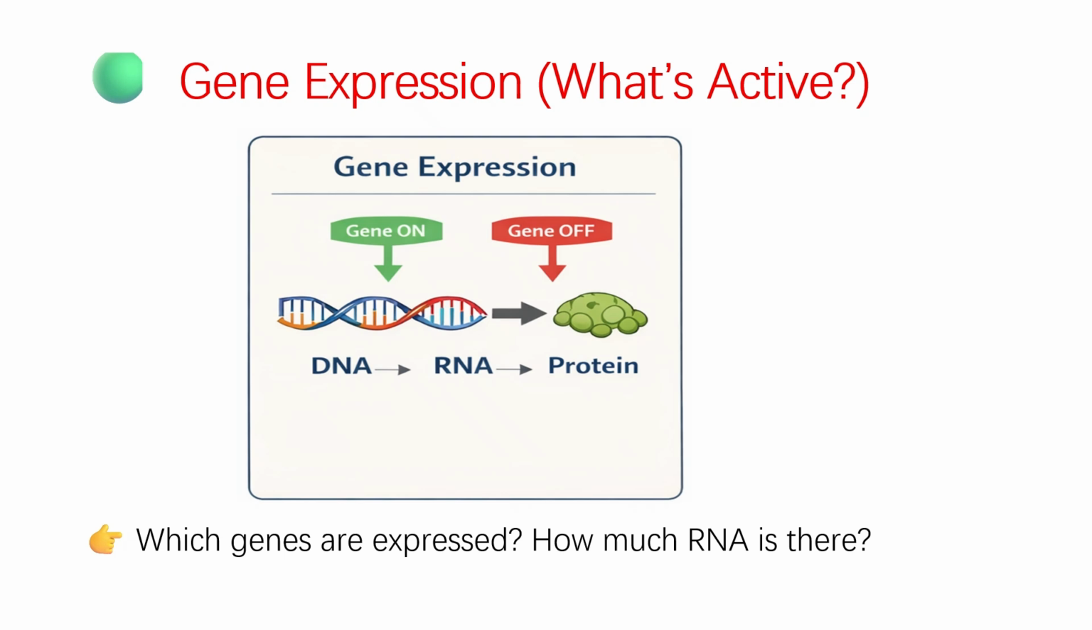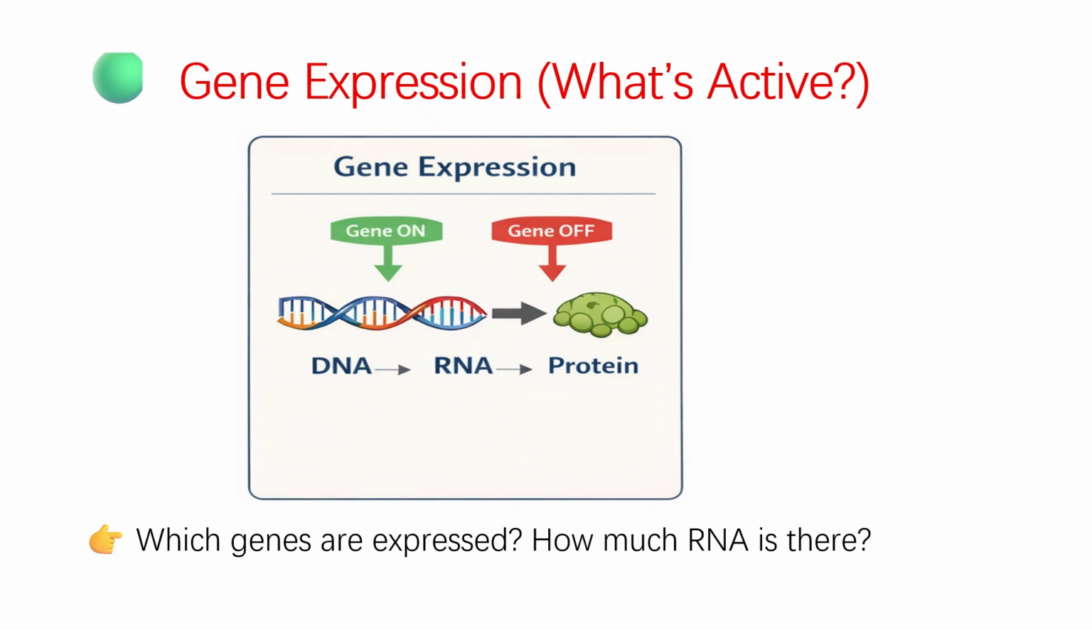Inside every cell, DNA contains all possible instructions. But not all genes are active at the same time. Some genes are turned on. Some are turned off. This process is called gene expression. From DNA, RNA to protein, RNA is like a snapshot of which genes are currently being used.